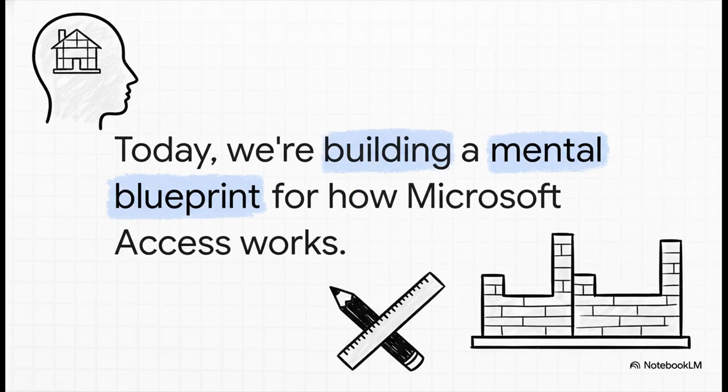So here's our game plan. We're going to build a kind of mental blueprint for how Access works. And the best way to think about it is like building a house, right? You can't just throw up some walls. You need a solid foundation, you need the frame, the windows, the electrical system. Everything has its place. Well, Access is pretty much the same deal. Each of its parts has a very specific job to do.